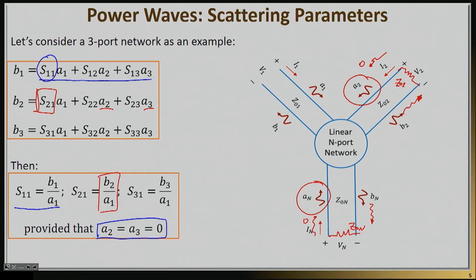And that's exactly what we do in real life. When you make a measurement on a network and let's say you want to measure S11 or S21, you will terminate the ports with their own characteristic impedances to make sure that these devices will give you an A2 and A3 equal to 0. And as you will see in just a minute, we'll do exactly the same thing when we need to analytically estimate them.